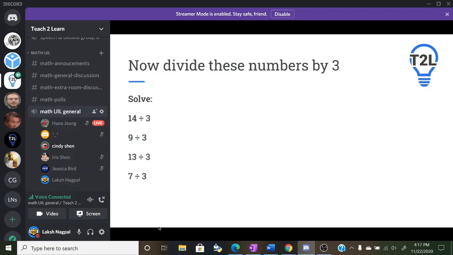So basically doing what I just explained, you can divide each of these sums by 3 to see if they have a remainder and what answer you get.